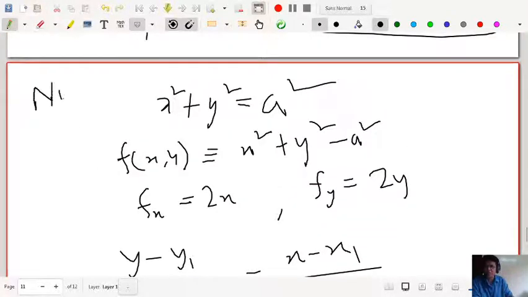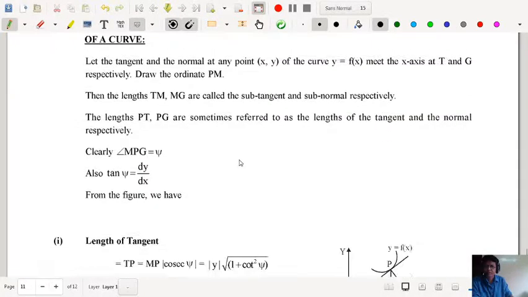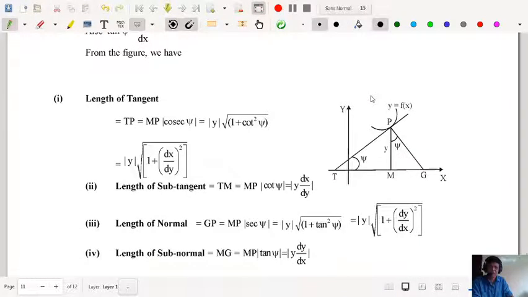This is the equation of the normal, which is perpendicular to the tangent. In the last section today, let me talk about the length of the tangent, length of the normal, length of the subtangent and subnormal at any point. From the graph, this is the y equal to f(x) curve, and at P you have a tangent which intersects the x-axis at T. So PT is the tangent, PG is the normal which is perpendicular to the tangent, and you have another perpendicular that runs from P to the x-axis, that is PM.